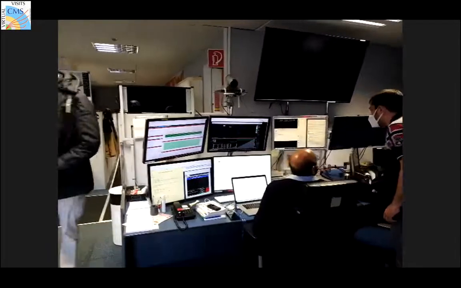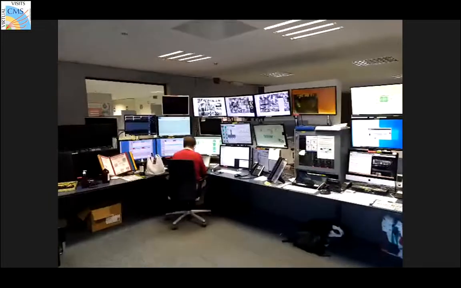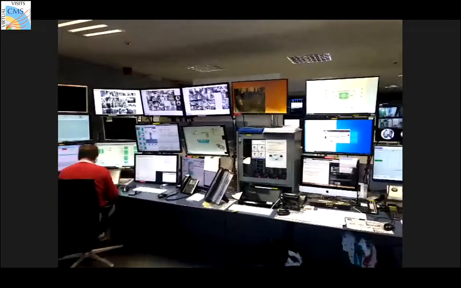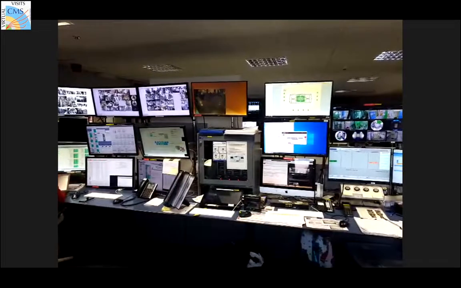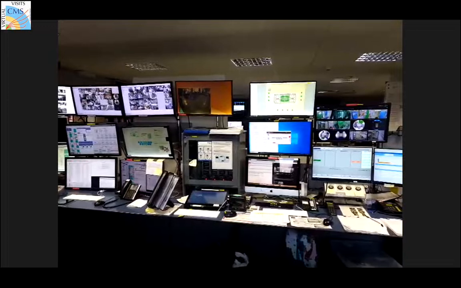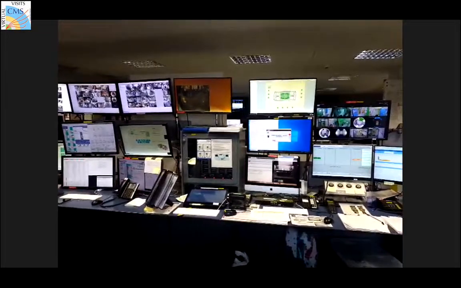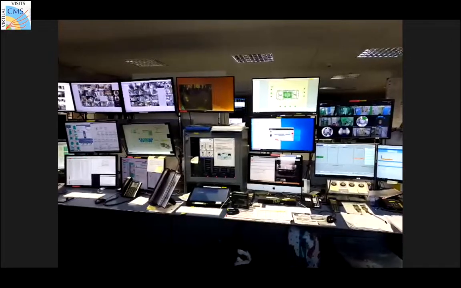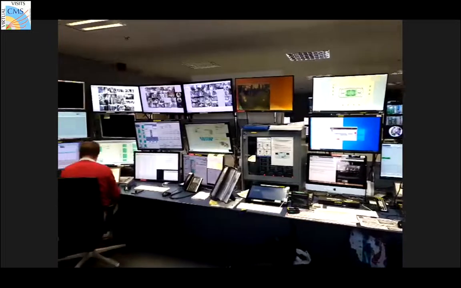And also on this side, you see a lot of other screens. This part of the control room is responsible for, let's say, making sure of the safety of the equipment and also controlling the different parameters of the detector. For example, if you want to switch on or switch off any part of the detector, this can be done from these control screens here.